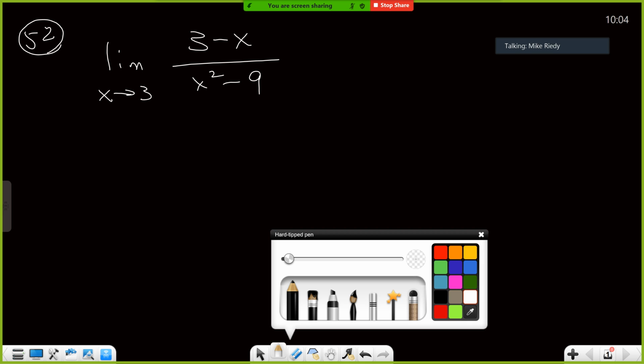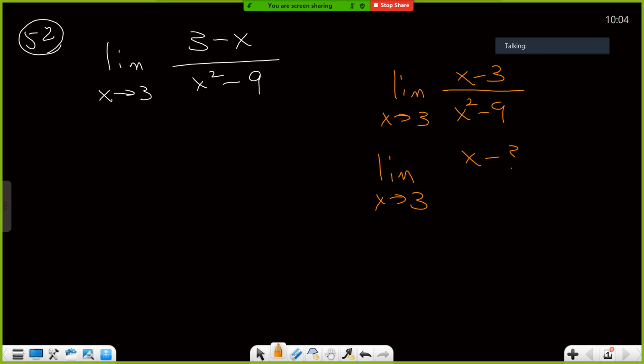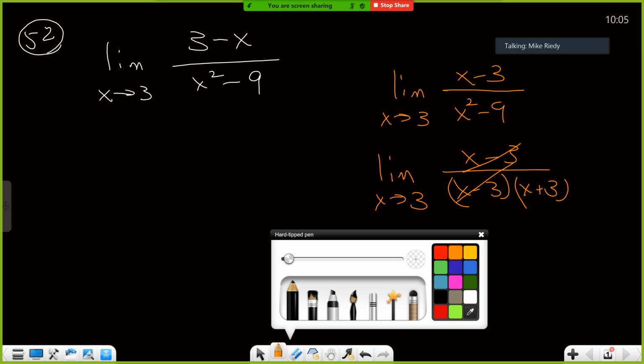Okay. So if the problem was different, if the problem said this, would you know what to do? And if so, what would you do? Factor it and then cancel out the x minus 3. Love it. Plug and chug, we're good. Okay. That's not what that says, though.